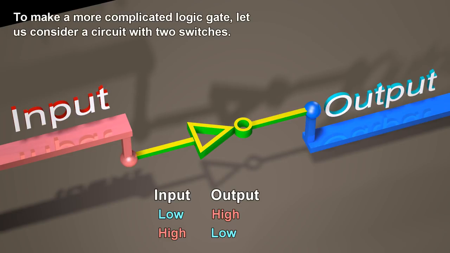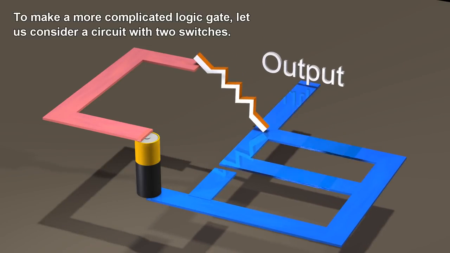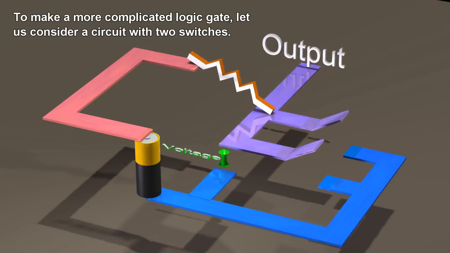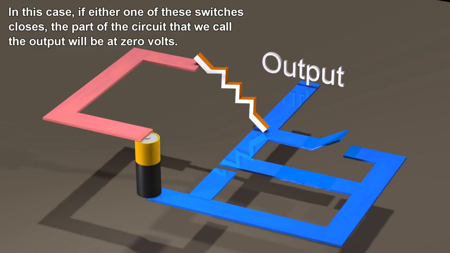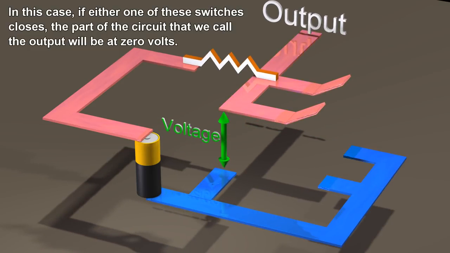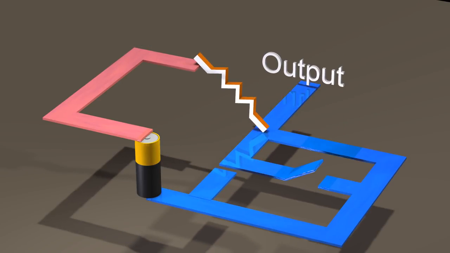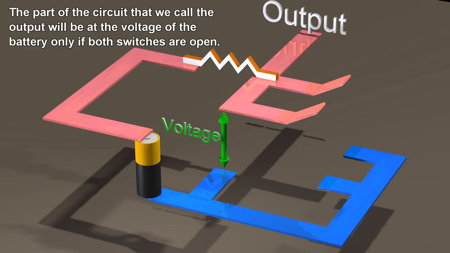To make a more complicated logic gate, let us consider a circuit with 2 switches. In this case, if either one of these switches closes, the part of the circuit that we call the output will be at 0 volts. The part of the circuit that we call the output will be at the voltage of the battery only if both switches are open.